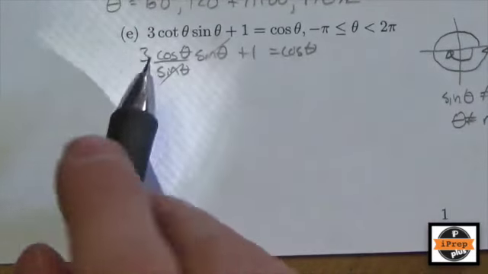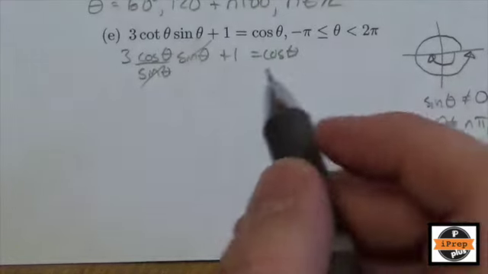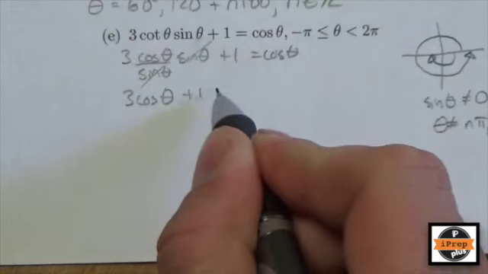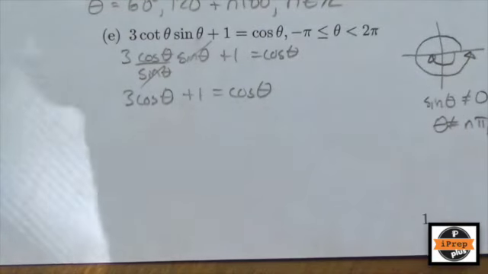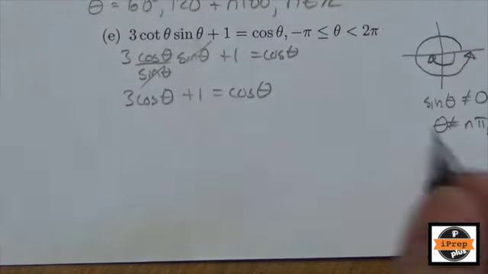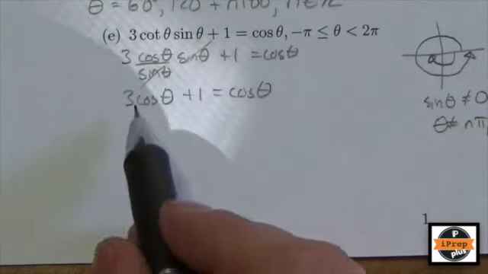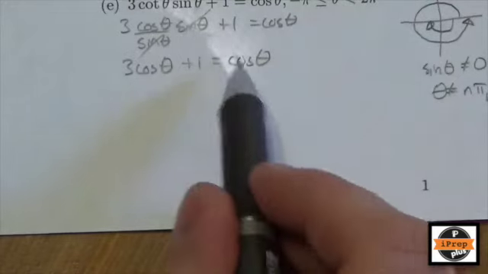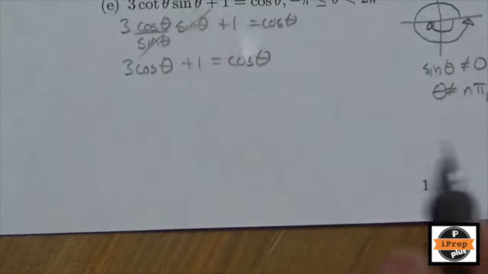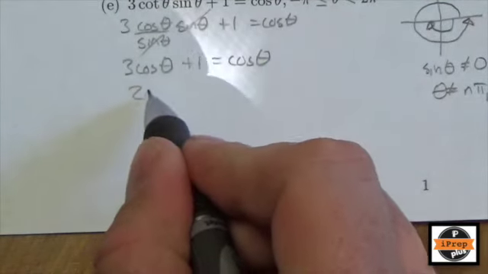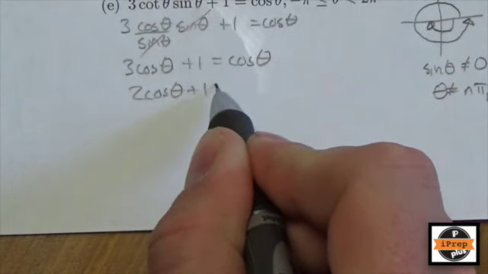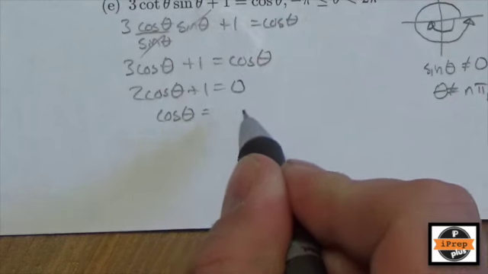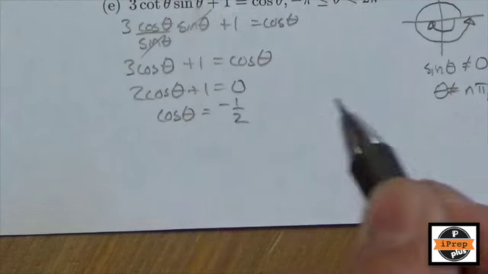Now, let's come back here. As long as we avoid that, we should be okay. So this becomes 3 cosine of theta plus 1 is equal to the cosine of theta. Now, you may want to replace these cosines with x, or you may simply want to bring that cosine over, subtract it, and just treat it like an algebraic object. Make this 2 cosine of theta plus 1 equals 0, and then solve for the cosine of theta, and you'll get that cosine is going to equal negative 1/2.